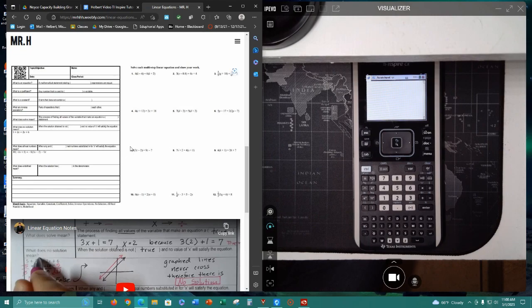Let's go ahead and look. We have a couple of examples that we're going to pull from these notes that I created. If you look at this first one right here, I have 5 plus 2x is equal to 2x plus 6. So we're looking at an 8th grade problem, right? We have variables on both sides of the equal sign.